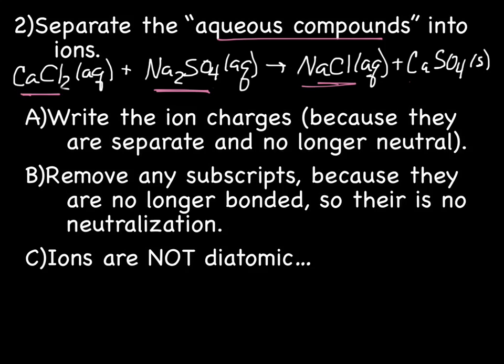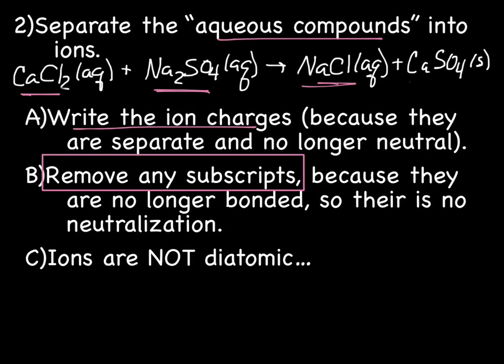So how do you separate them out? Everything that's aqueous, separate the ions back into ions with a plus sign in between, and write the ion charges because they're no longer neutral. They're now separated, so the charges come back. Remember, they're hooked up to make them neutral. Also, really important is to remove any subscripts, because the reason we put subscripts when we're talking about ionic compounds is because we want to show how many of each type of ion needs to be there for them to be neutral. But if they're separated, they're no longer neutral, which means no subscripts.